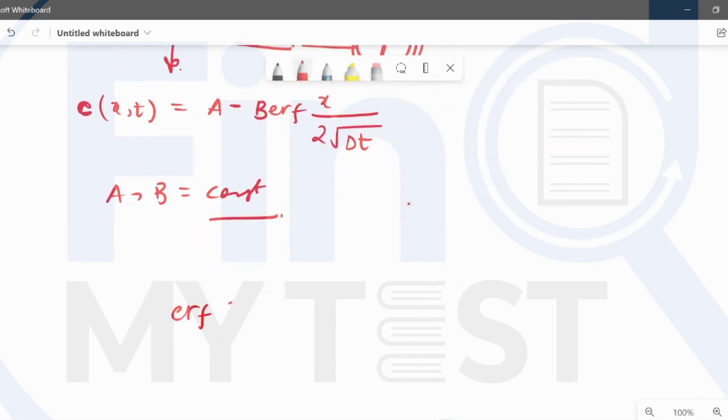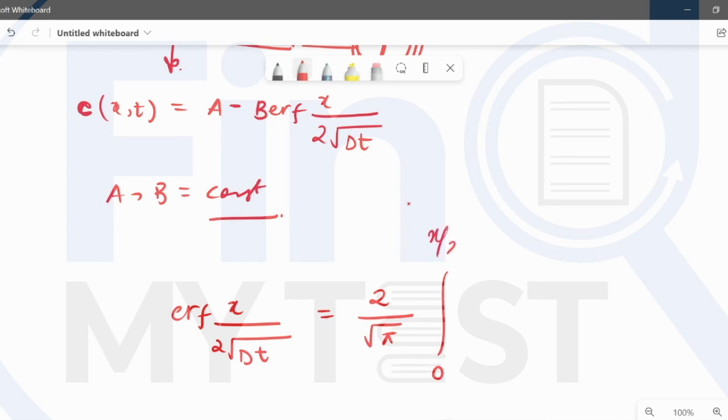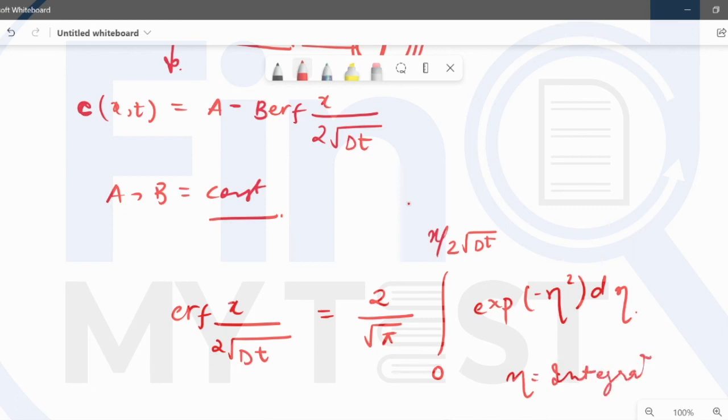This expression can be written as ERF of x upon 2 root Dt, which equals 2 upon root pi times the integral from 0 to x by 2 root Dt of e to the power minus eta square d eta, where eta is the integration variable, and it gets deleted as the limits of the integral are substituted.